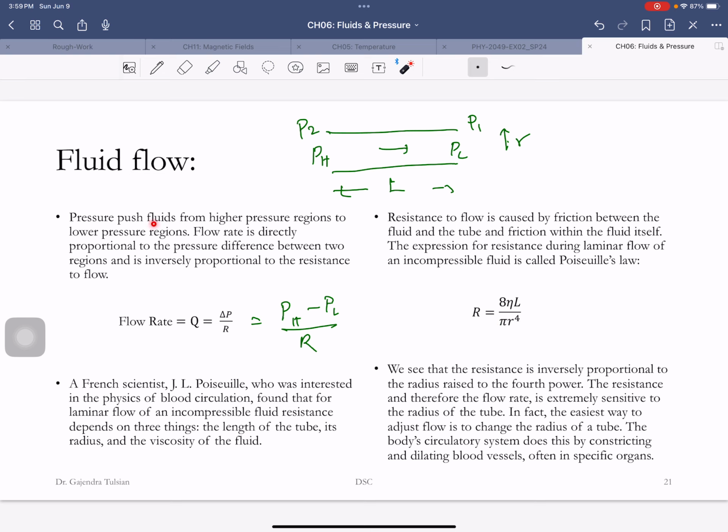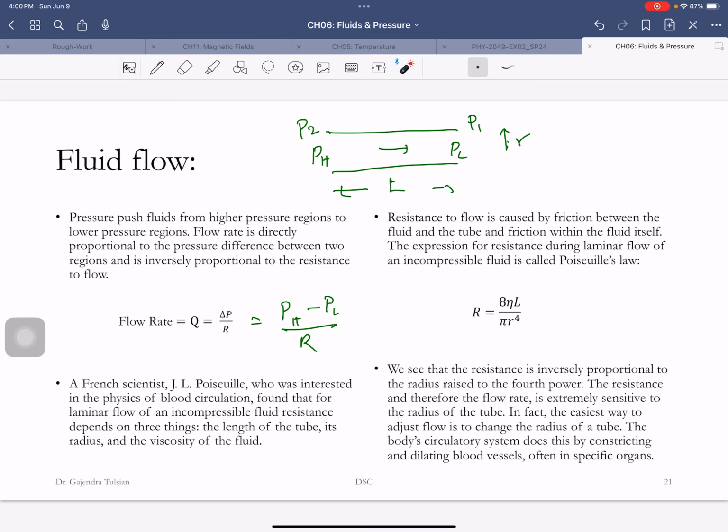So pressure pushes fluid from a high pressure region to a lower pressure region. Flow rate is directly proportional to the pressure difference between the two regions and inversely proportional to the resistance. The greater the resistance, the lower the flow, and the higher the pressure difference, the higher the flow rate. We'll come to this equation often enough, so you might want to memorize it again. Flow rate is pressure difference divided by resistance.